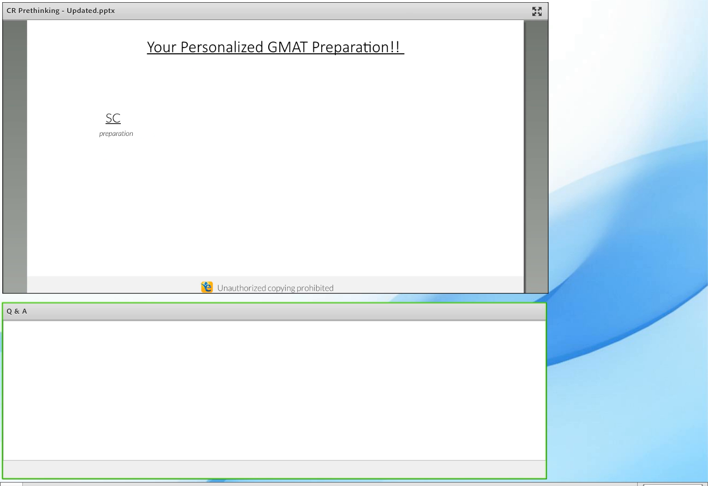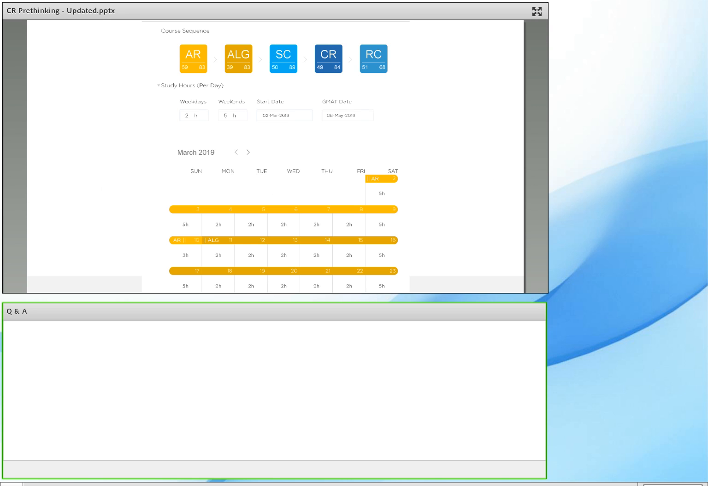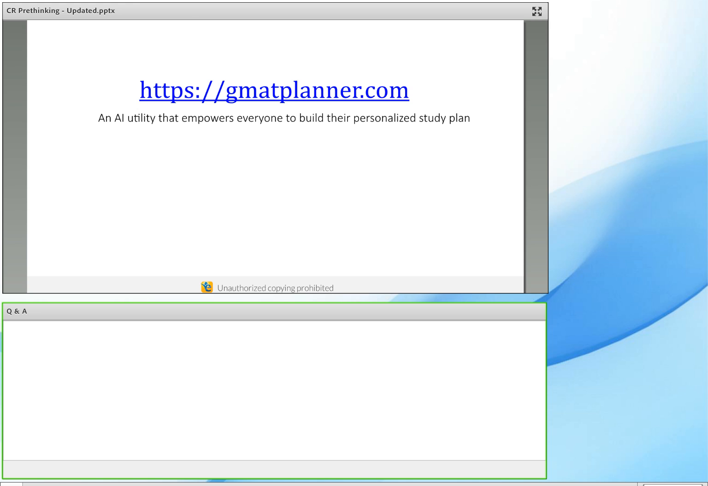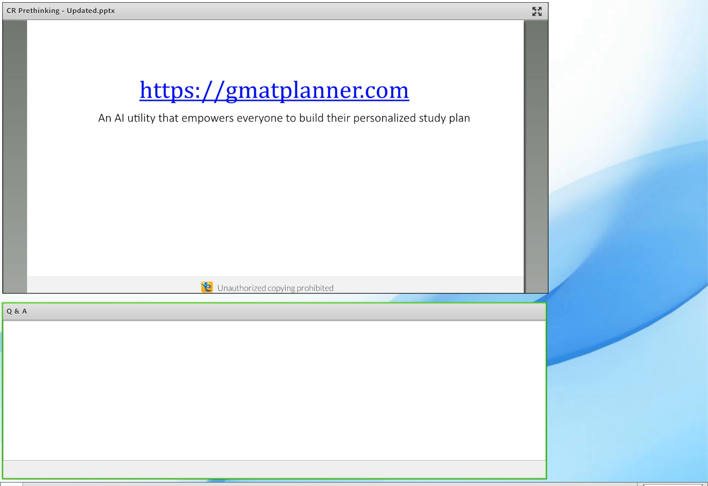Your personalized GMAT preparation becomes achieving these milestones. You have to go from a certain starting ability in SC, a certain starting ability in CR, to those target milestones over here. It then generates a day-by-day plan for you, depending on how many hours you can spend on a weekday as well as on a weekend. So why did we spend upwards of a couple of thousand hours building this planner? It's so that each one of you gets his or her personalized study plan in 7 minutes or fewer.